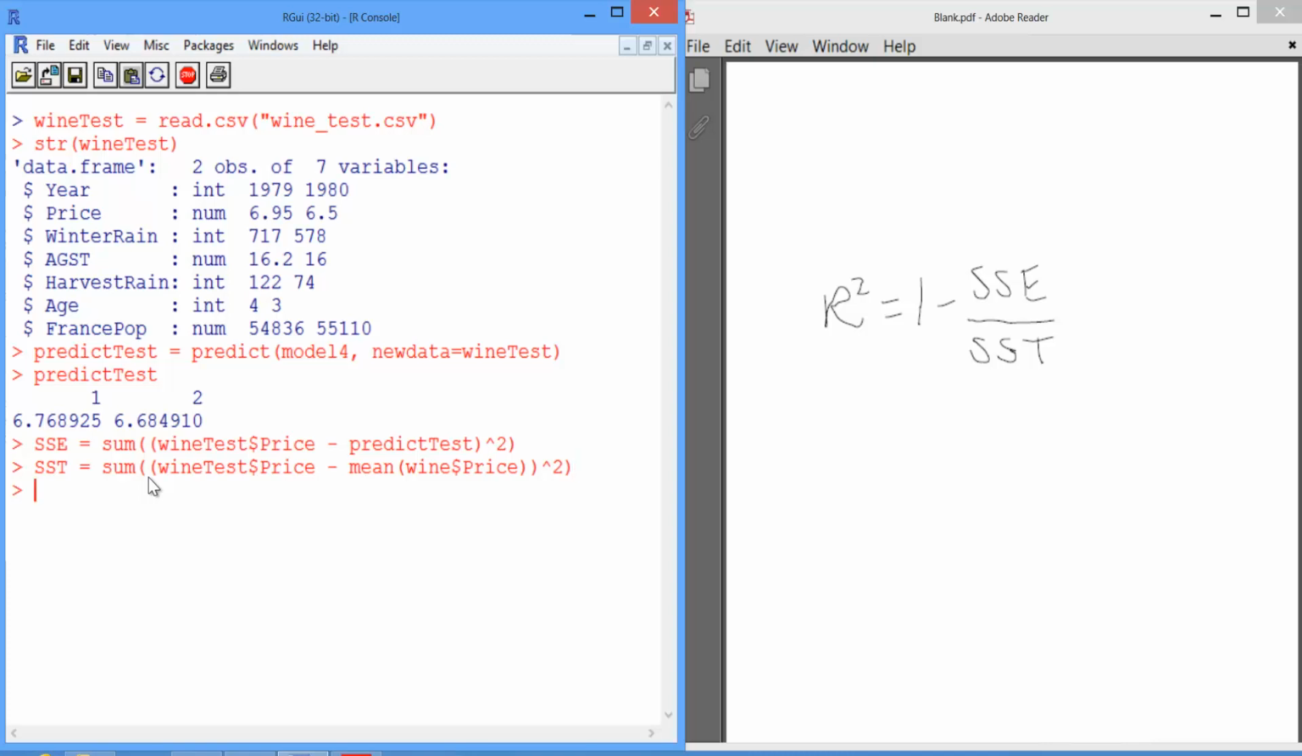To compute the R-squared now, we type 1 minus the sum of squared errors divided by the total sum of squares. And we see that the out-of-sample R-squared on this test set is 0.7944278. This is a pretty good out-of-sample R-squared. But while we do well on these two test points, keep in mind that our test set is really small. We should increase the size of our test set to be more confident about the out-of-sample accuracy of our model.